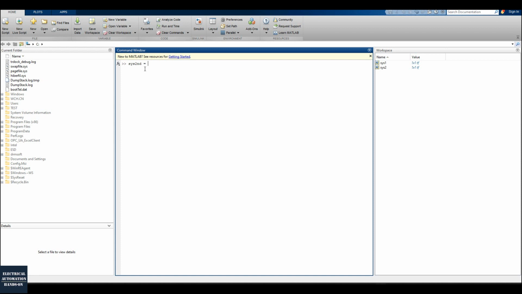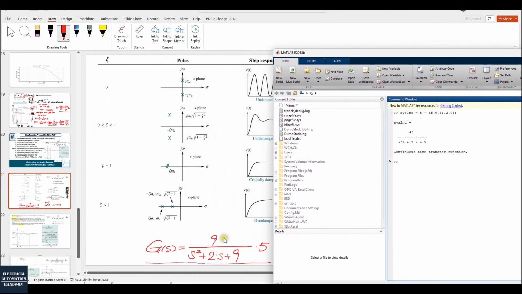K is equal to 5, right? And the numerator is 9, and the denominator is 1, 2, and 9. So let's see. This is my second order transfer function. We will see the numerator equal to 45, and the denominator, they are the same. Okay, this is my second order underdamped transfer function.